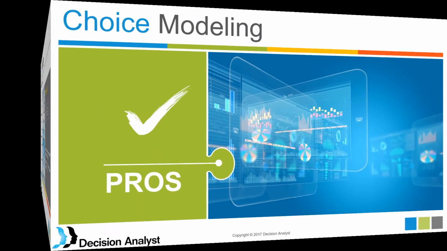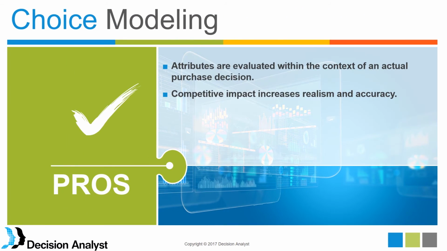So there are advantages to the choice modeling technique. The attributes, the features, are evaluated within the context of an actual purchase decision. This is much more natural, it's easier. Having the competitive impact does increase realism and increases accuracy of the output. What's also nice about choice modeling is it's not just for feature prioritization. You can use it for pricing, you can use it for market share evaluation, and so forth.